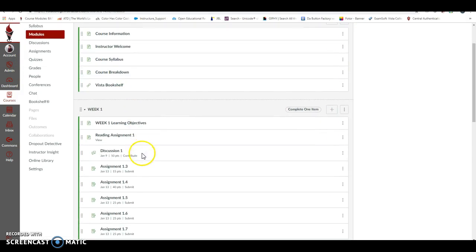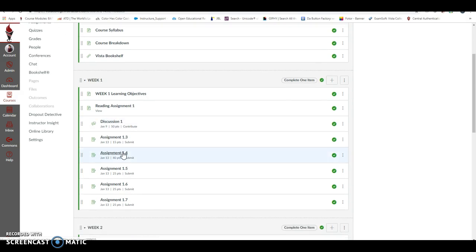You will need to respond to each discussion question, your initial post, by Wednesday of each week, and then Tuesday of the final week. It's important that you interact in class, that you ask questions and you engage in the discussion board. And then, after you complete your discussions, you have a series of assignments that's due for the week.